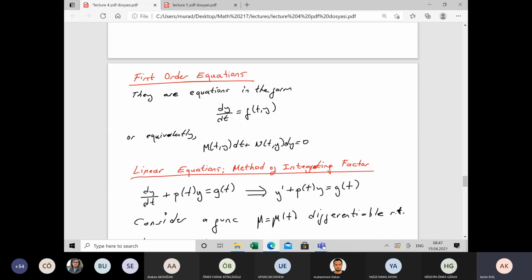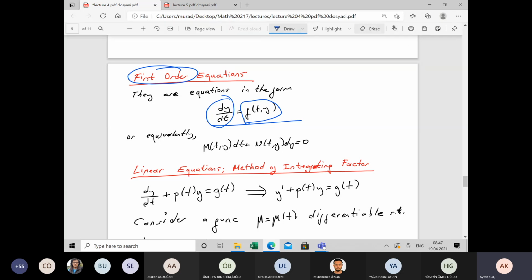Now let's give the definition of the first order equation. What's the first order equation? These equations are in this form. First order means the highest derivative should be the first order derivative: dy over dt is equal to, and the right side is a function of t and y, the right hand side f of t, y. If our equation is in this form, it is called the first order differential equation because the highest order is the first order.